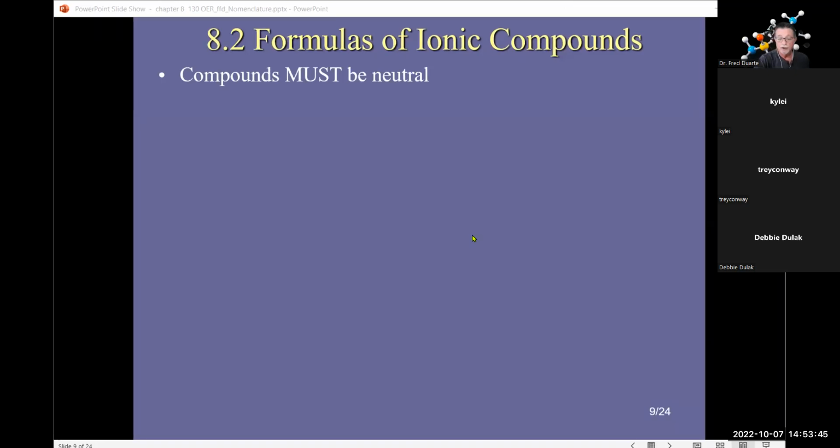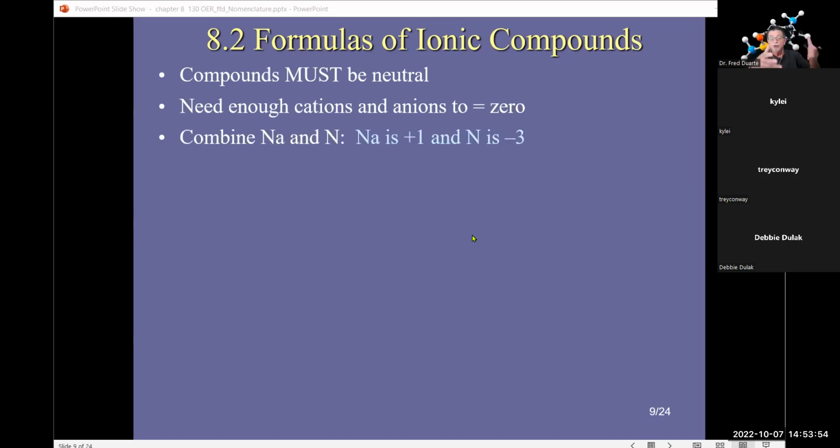Okay, formulas for ionic compounds. Compounds must be neutral, so we're going to add enough cations and enough anions to equal 0. You may be asked to make a formula for these two elements. Step number one is you take the element and convert it to the ion form first before you start putting anything together.